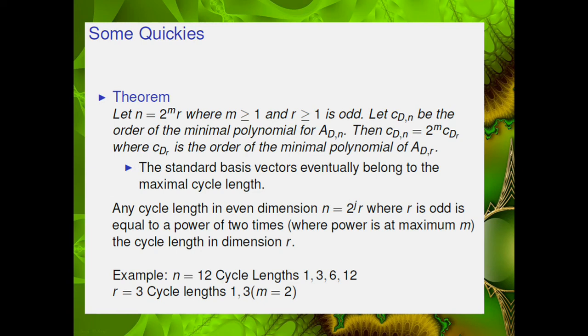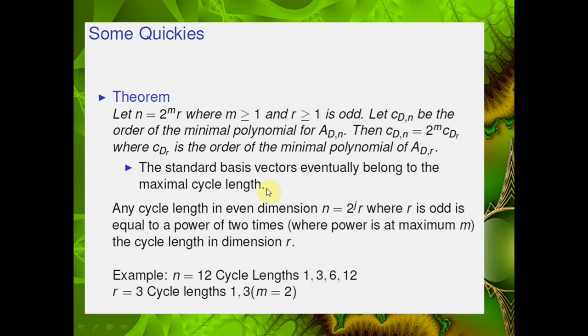So some quickie things that you can say right away as conclusions. First, if I have a power of 2 to the m times r, where r is an odd number, then I can tell you that the orders of the minimal polynomial are going to be 2 to the m times the order of the corresponding polynomial for r. So that means that if I know a lower level order, then I can give you a higher level order. They are multiples of each other by a factor of 2 to the m.